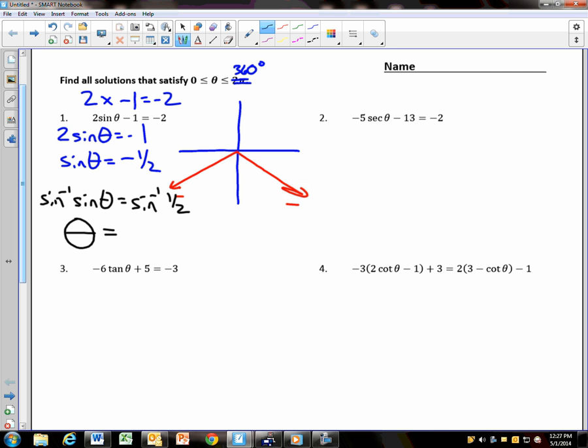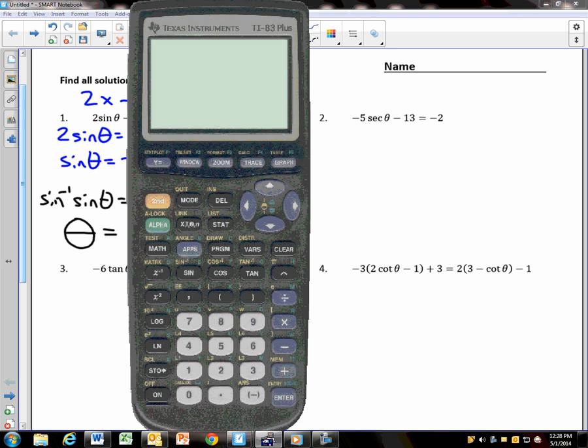If you notice on this side, I didn't do sine inverse of negative 1/2. Don't include the negative. We've already decided where it's negative. It's negative in the 3rd quadrant and in the 4th quadrant. We've already handled the issue of the negative. Don't raise it again. I take out my calculator.